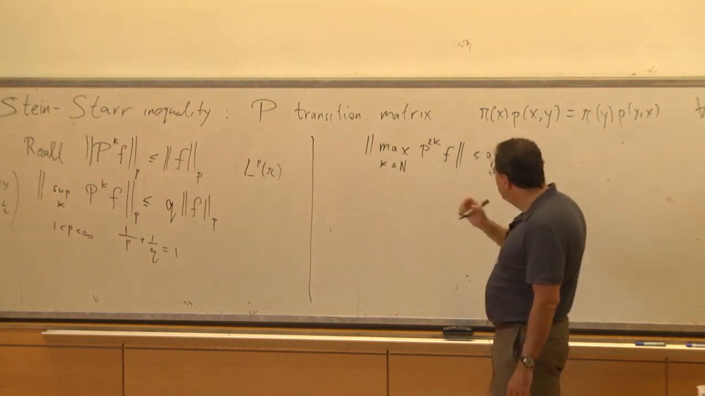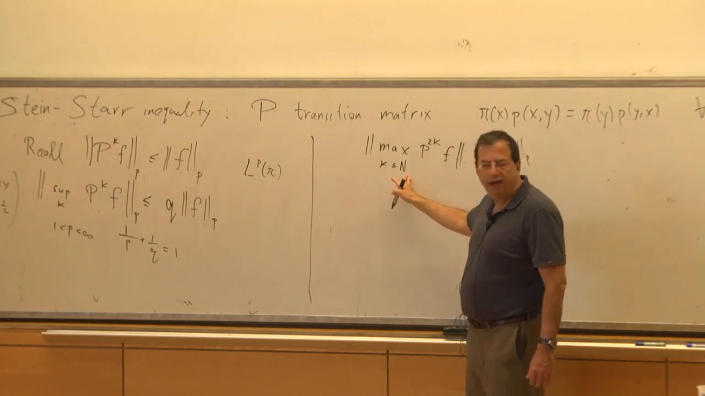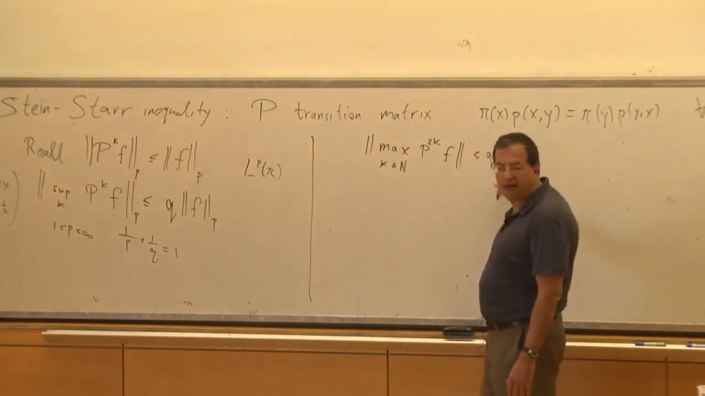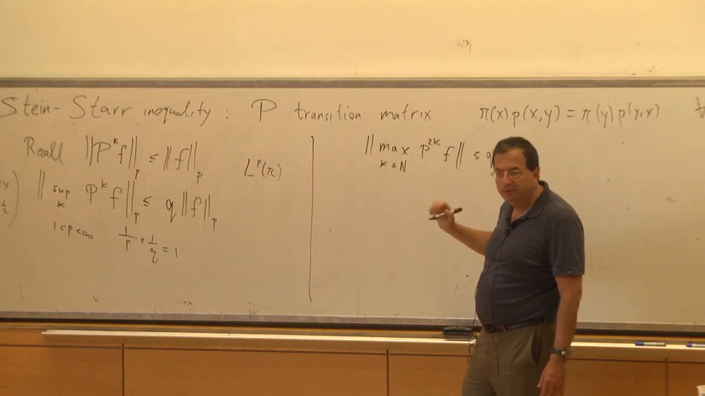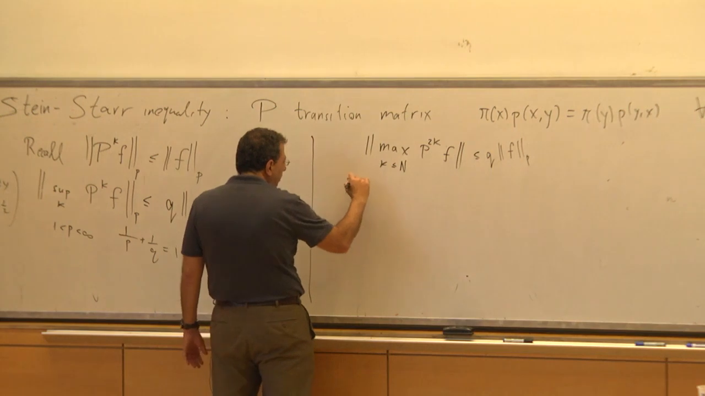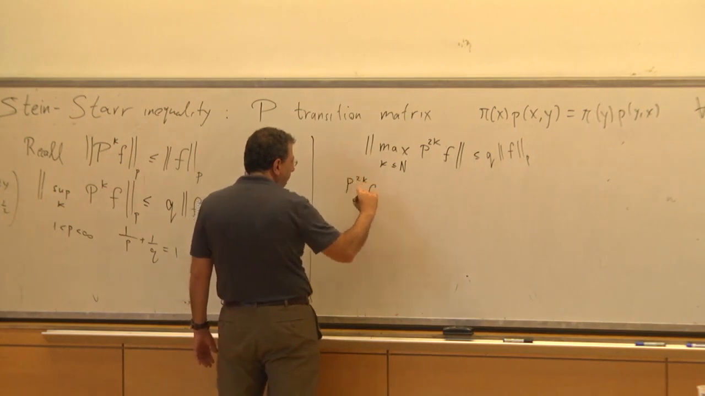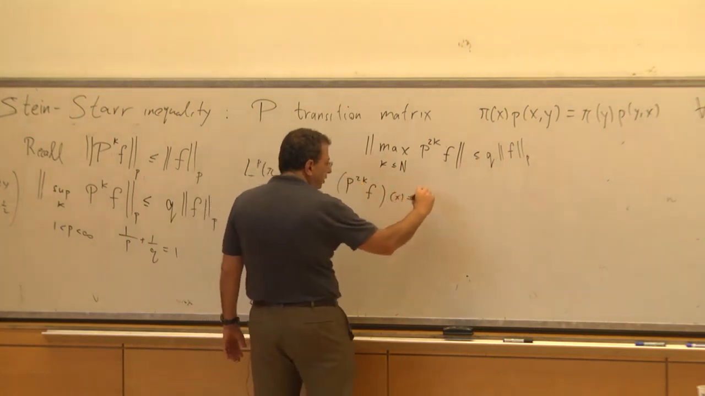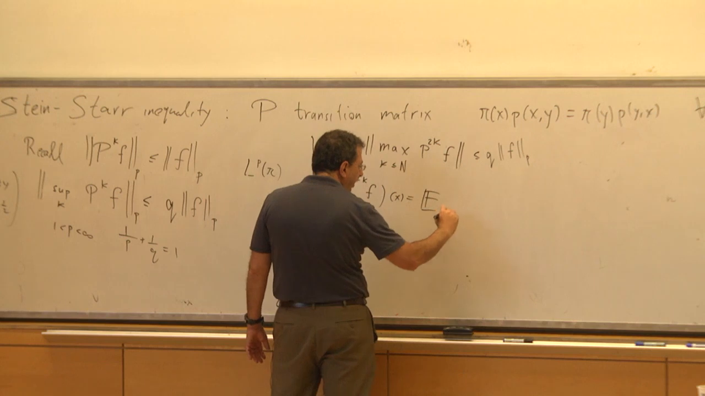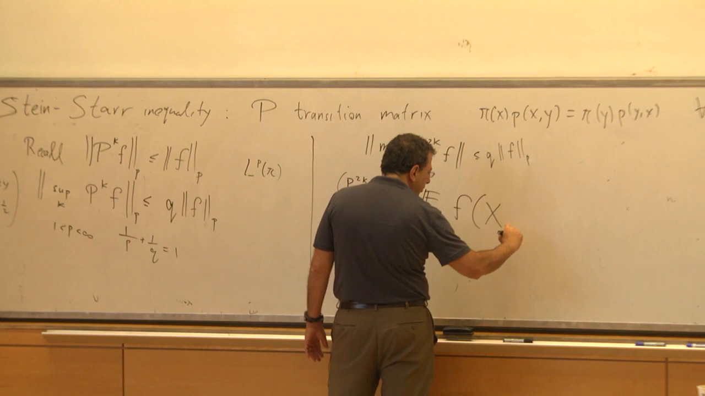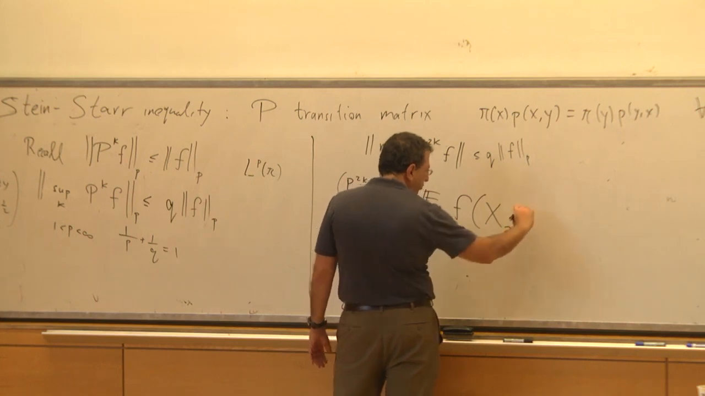So let's do this version. Instead of taking the sup over all k, we'll take a max over k bounded by capital N. Since the bound on the right doesn't depend on this capital N, you can of course pass to the limit. Now the key thing is, what is P^{2k} f at the point x? As we said, this is the expectation, starting from x, of the function f evaluated at the Markov chain X at time 2k.